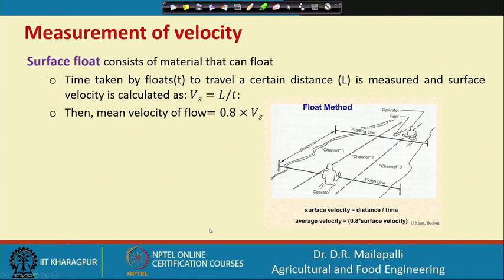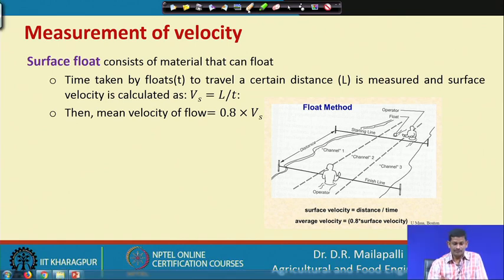So, the next is the float method, okay, surface float. Of course, it is a rough estimation, but it is a very easy method. For example, the two persons are having a known distance. The person in the upstream is going to leave a float, and he notes the initial time, and he will find out how long it takes from this point to this point. So, it is simple: you are going to measure the velocity, which is the distance by time.